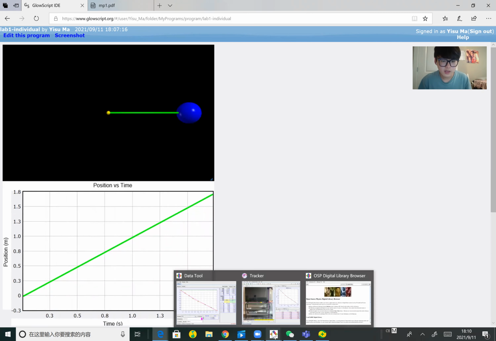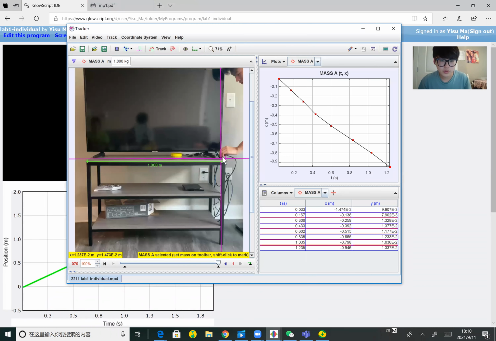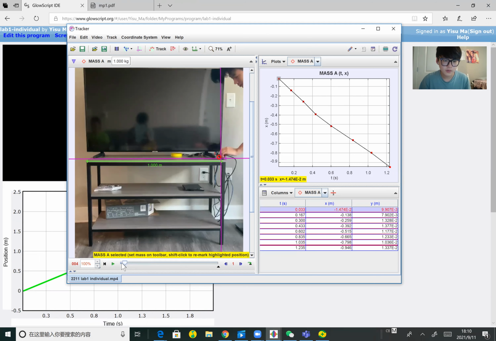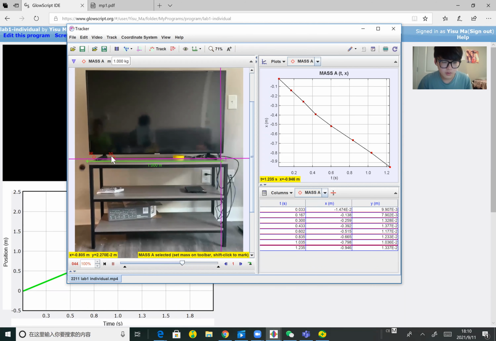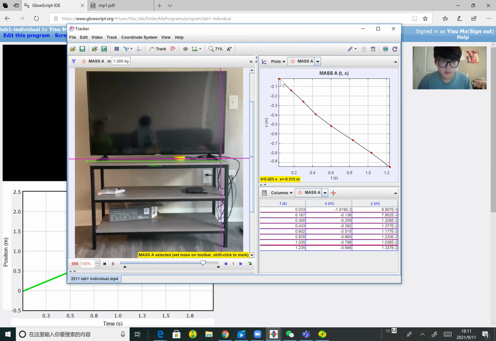And then I asked my roommate to push a ball on a flat surface, in the tracker. Let's view this. So you can see the ball is moving at a constant speed on the table, and I set each track to see it in a graphic way.